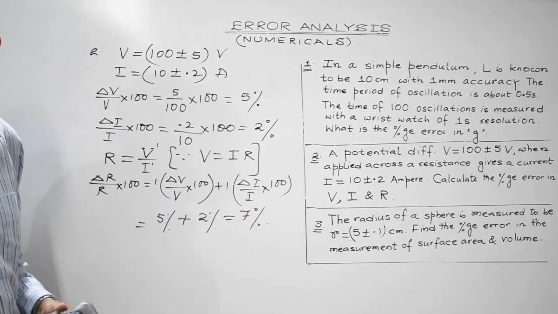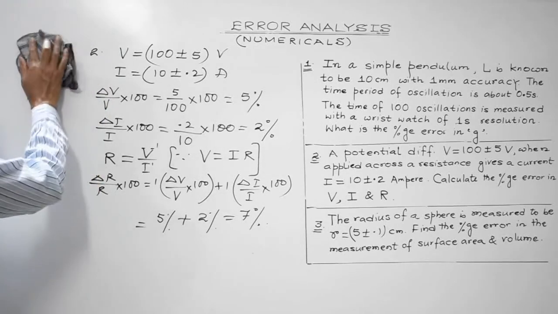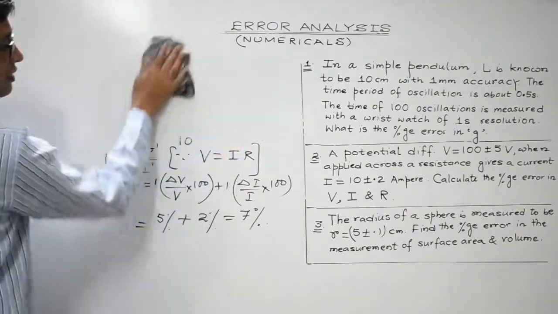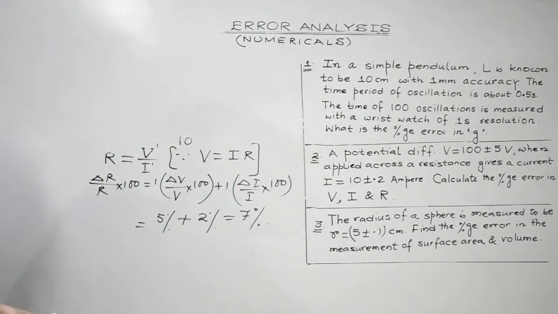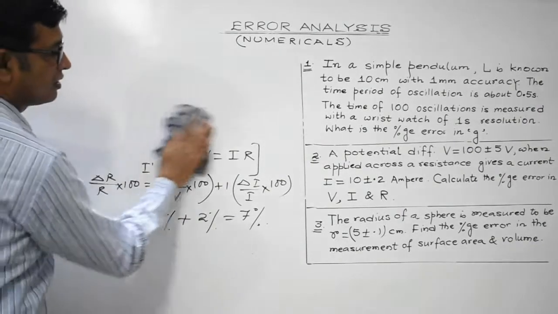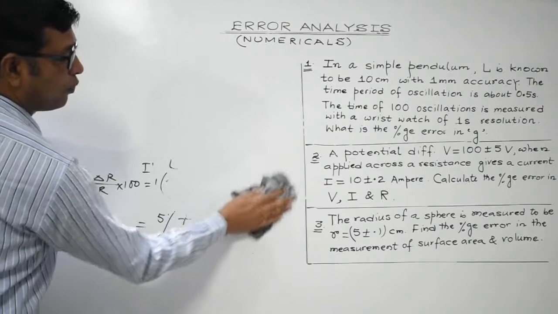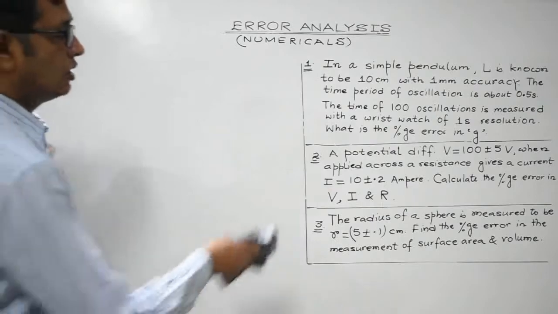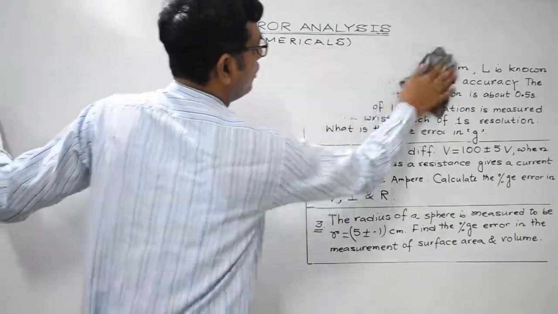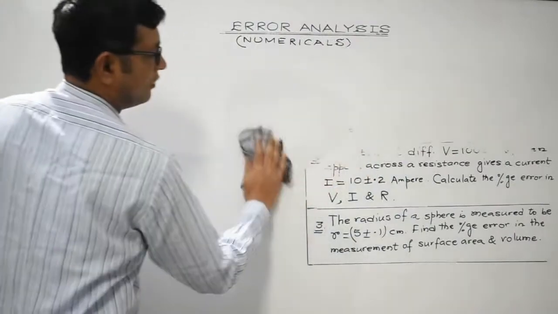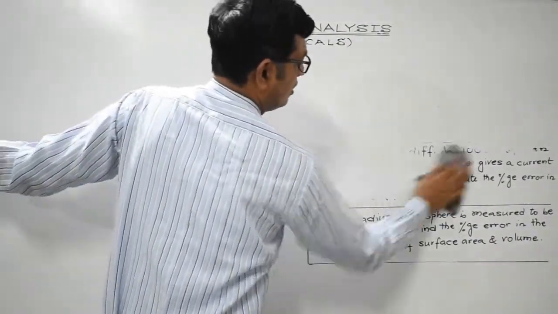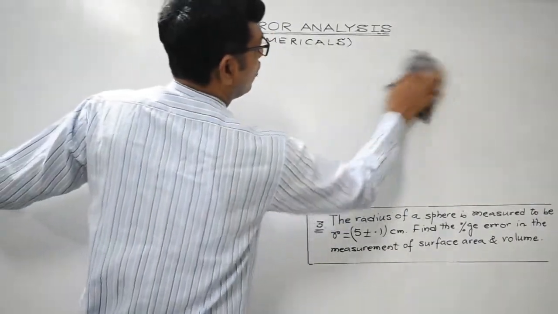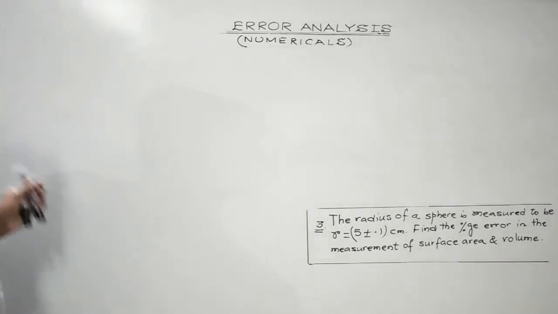Okay, let's proceed to the third question. It's an interesting one. Look, a sphere is given, and its radius is also given. Radius is given to be 5 plus minus 0.1 centimeter. Find out the percentage error in the measurement of surface area and the volume of this sphere. Now look students, the surface area of a sphere is 4 pi r square, isn't it? While the volume of a sphere is 4 by 3 pi r cube.